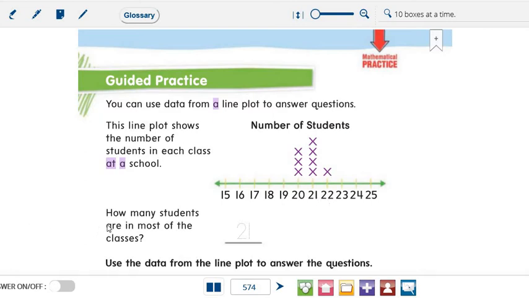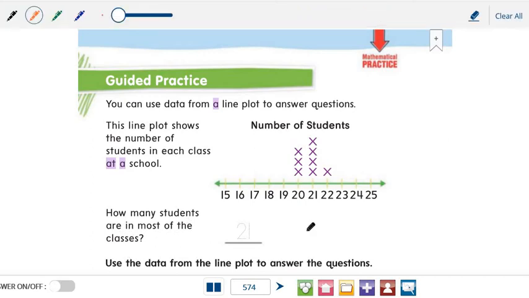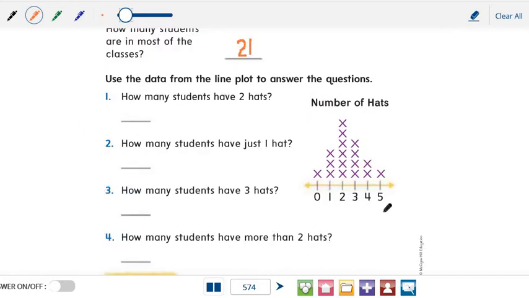So now let's answer this question. How many students are in most of the classes? As you see, this one is the most. So 21 students are in most of the classes. Let's solve the next question. Use data from the line plot to answer the questions.